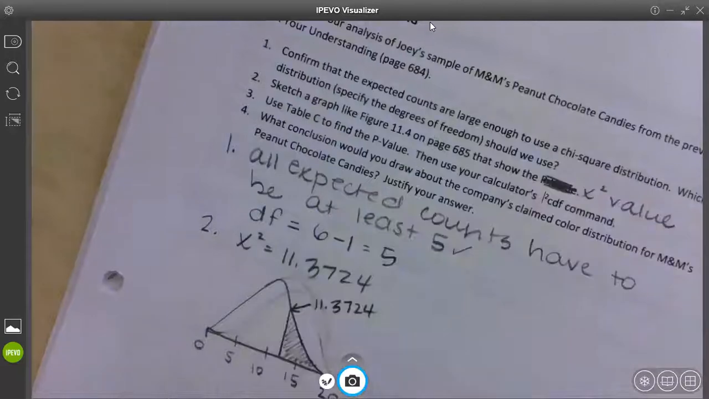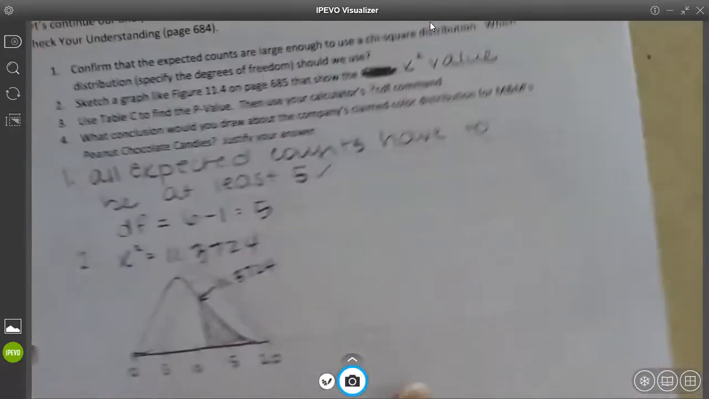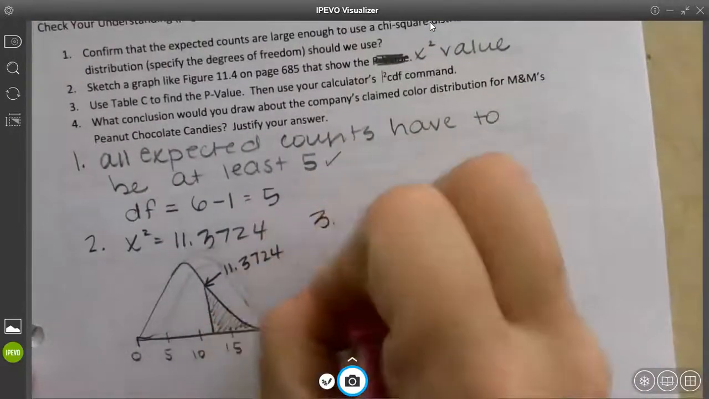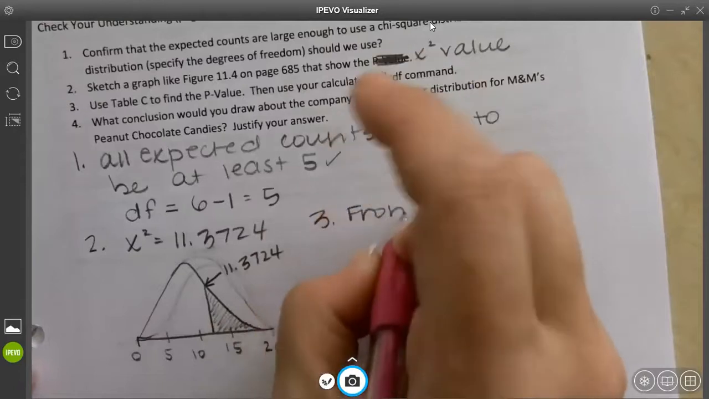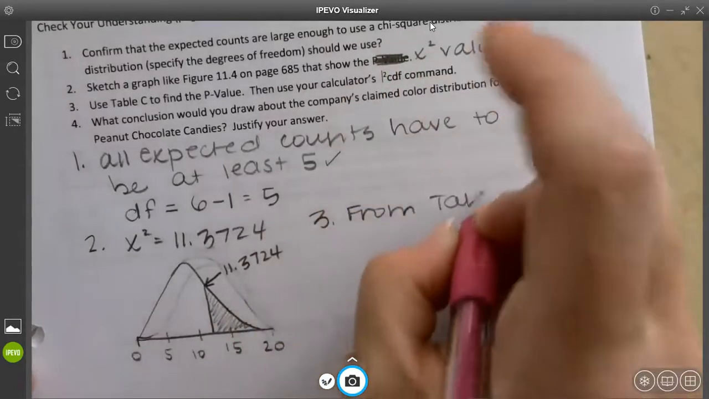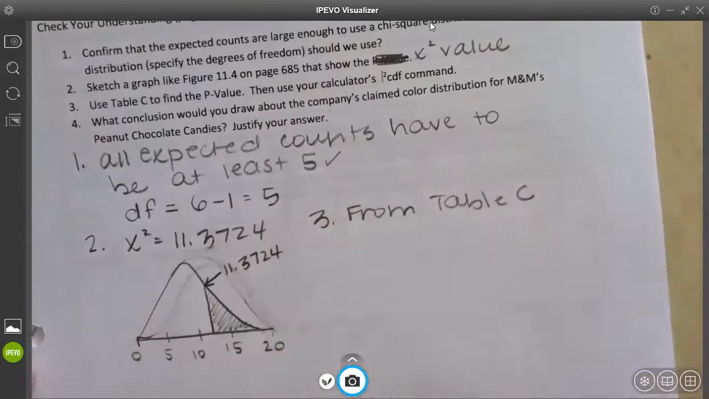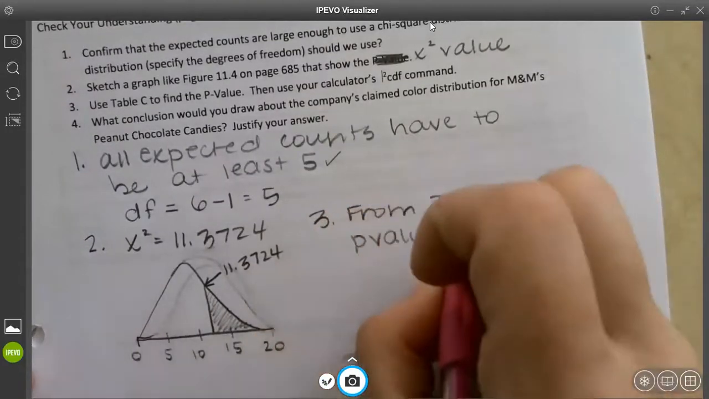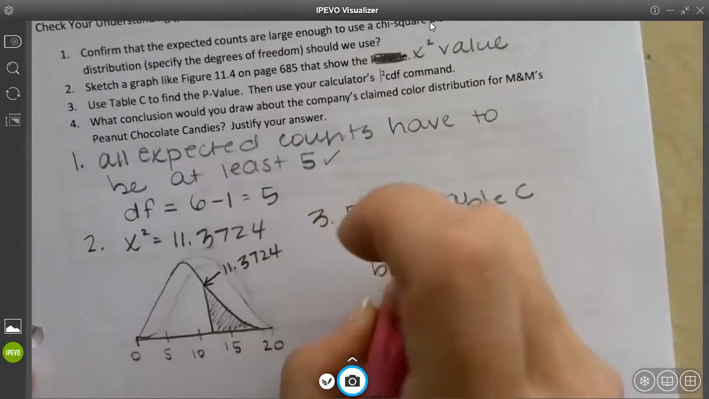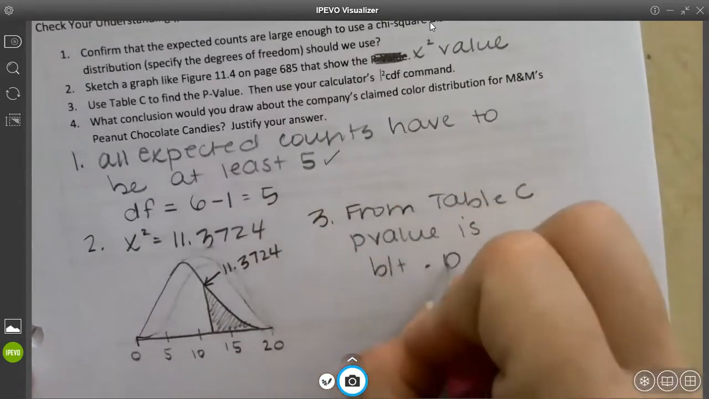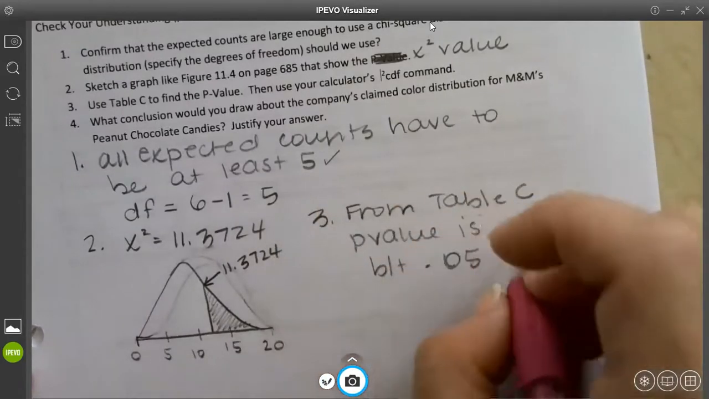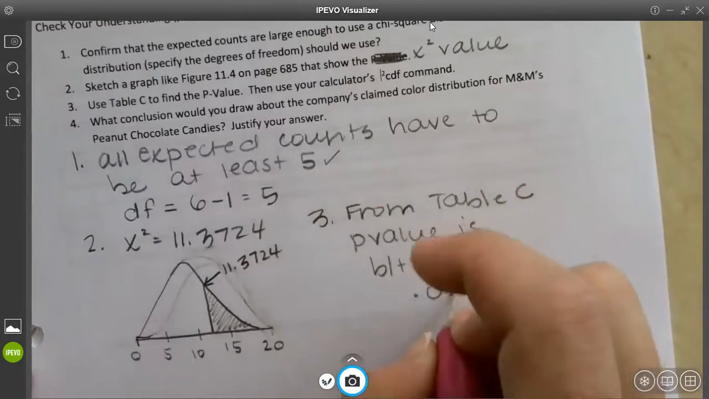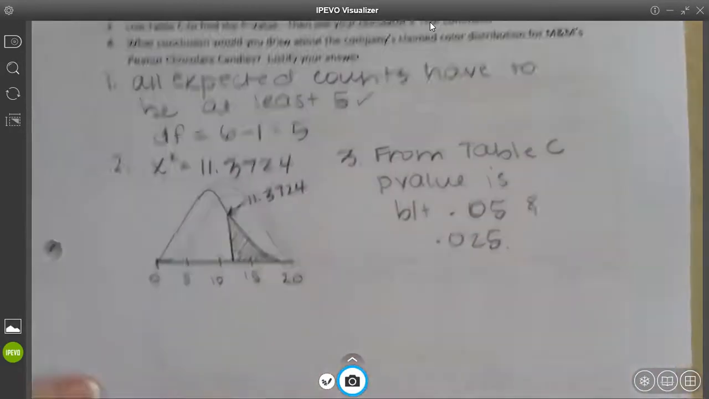From table C, p-value is between 0.05 and 0.025.